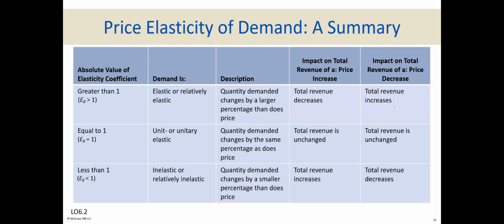Equal to 1, unit or unitary elastic: quantity demanded changes by the same percentage as does the price. Total revenue is unchanged whether the price increases or decreases. Less than 1, elasticity is inelastic or relatively inelastic. Quantity demanded changes by a smaller percentage than does price. Total revenue increases when the price increases, and when the price decreases, total revenue decreases. A good example is oil, gasoline, or insulin pills.